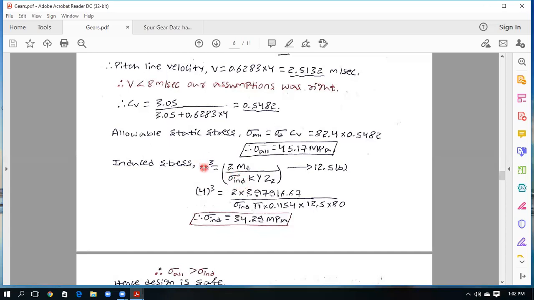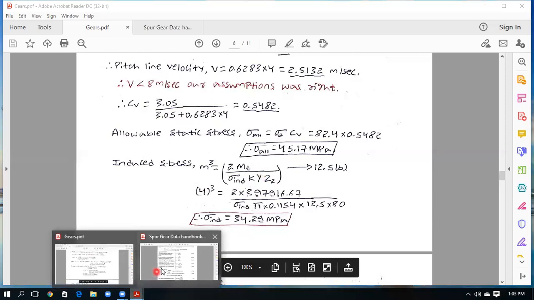Now substitute the module, it is 4. Mt, the torque, is calculated, substitute that: 397916.67 divided by K, which is also calculated. Okay, substitute that, it is 12.5. K is assumed, sorry, it is 12.5. Capital Y is nothing but pi into small y, which you are seeing in that module equation.